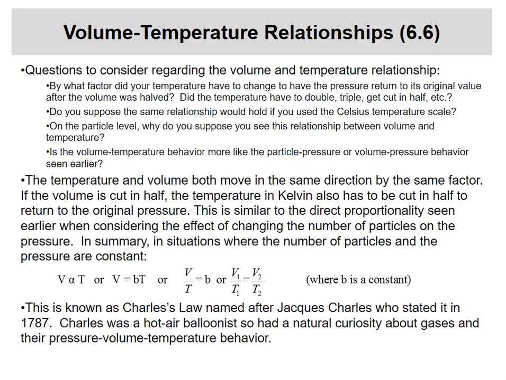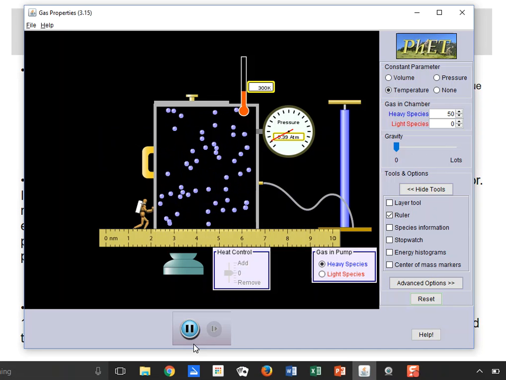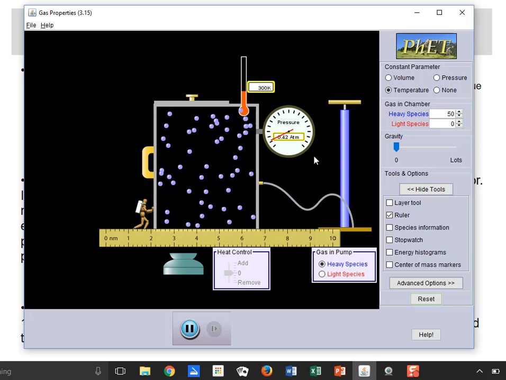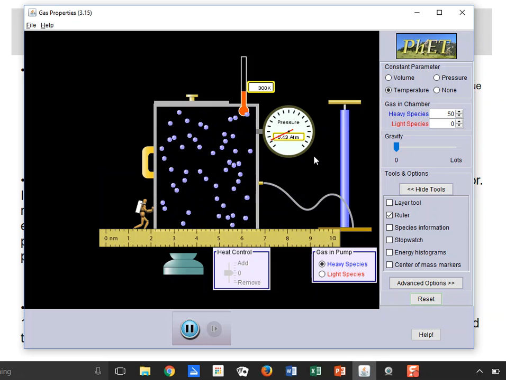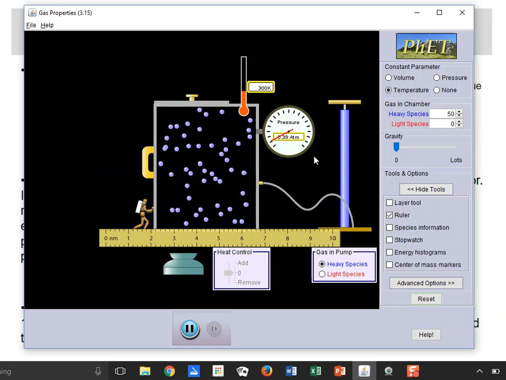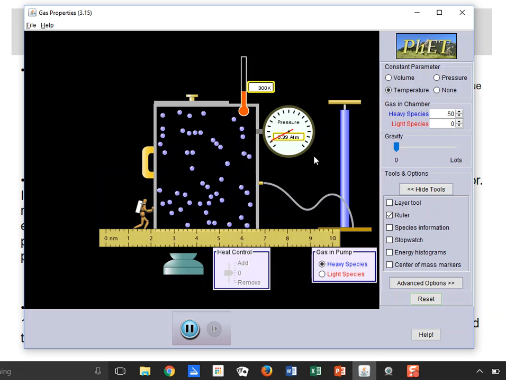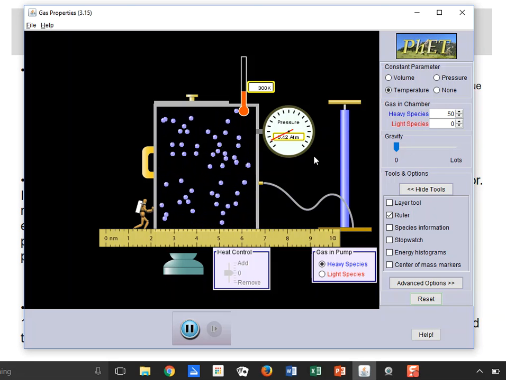So now let's look at the volume-temperature relationship. Let's go back to our simulation. What this means is we want constant pressure and a constant number of particles. It's not hard to get a constant number of particles. We just keep the same ones in there that we have now. But I want to keep the same pressure. So here's what I might think about.